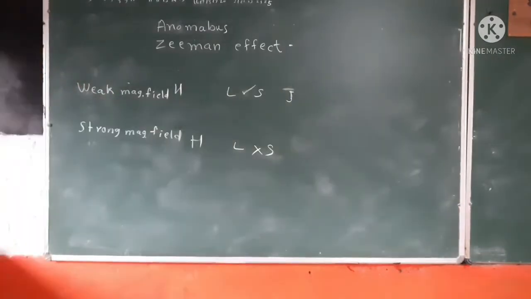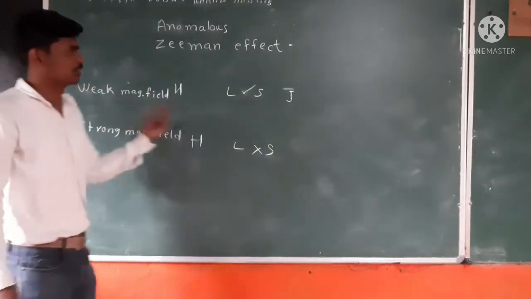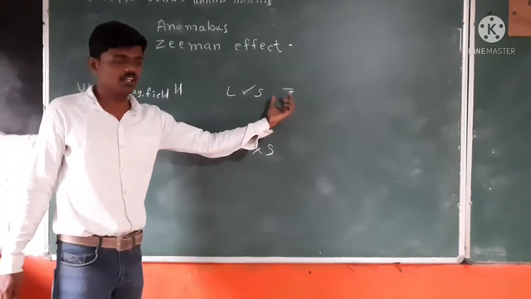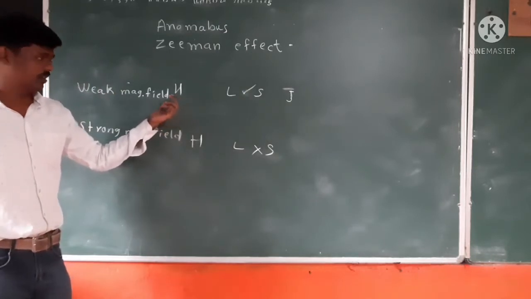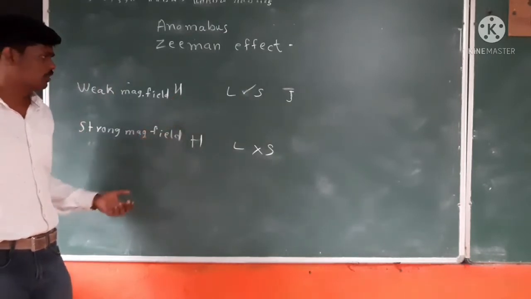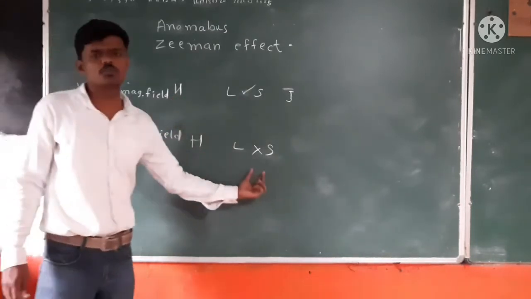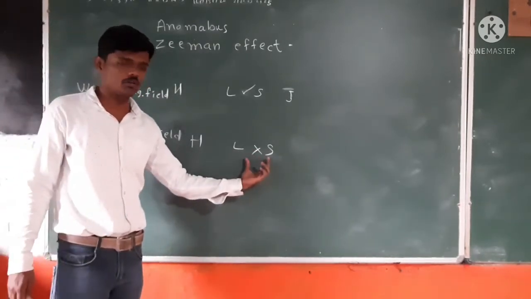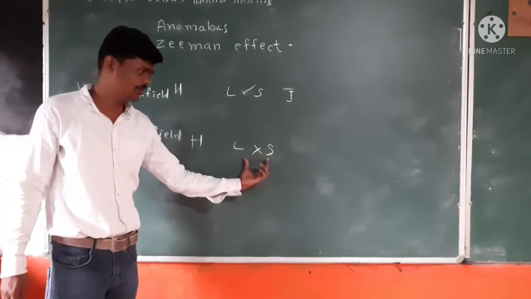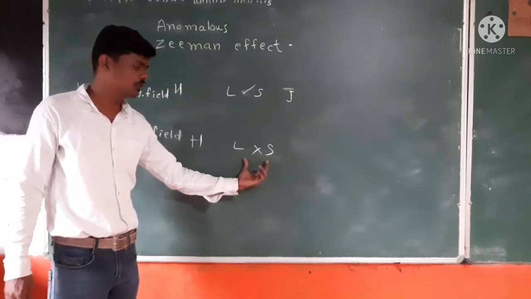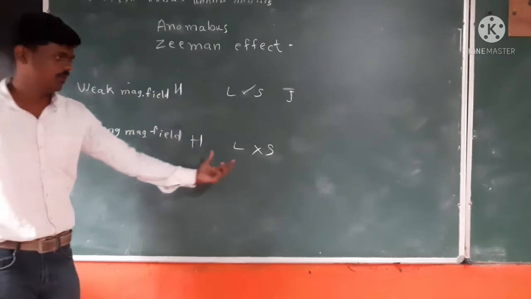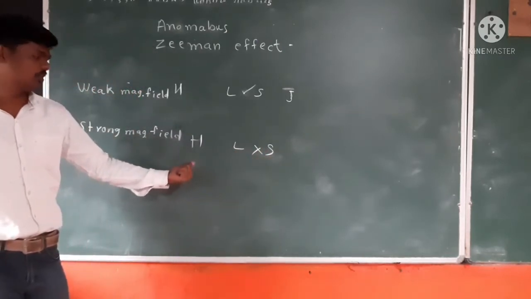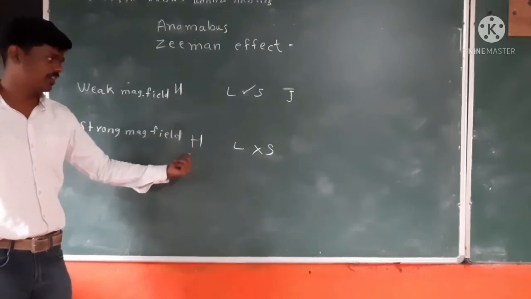In weak magnetic field, the bond is not broken between L and S. So their resultant, that is J, will precess around this external weak magnetic field. So in strong magnetic field, the bond is broken because this external magnetic field is much higher than their bond, the interaction between these two. So it will break down, and these two independent vectors will precess around this applied or external magnetic field vector.